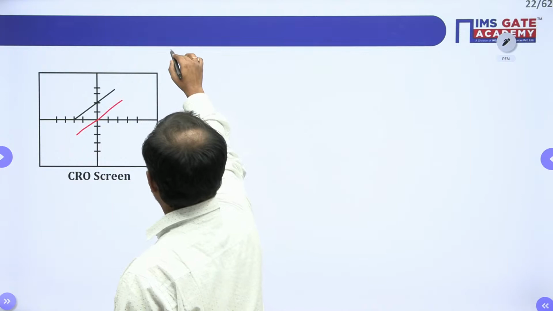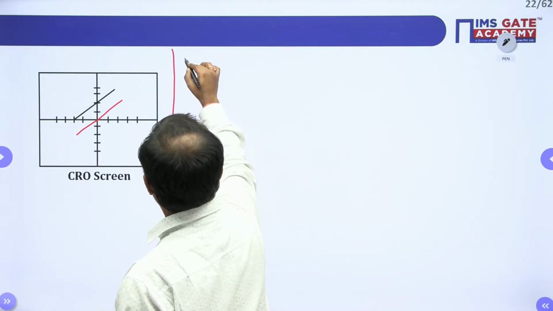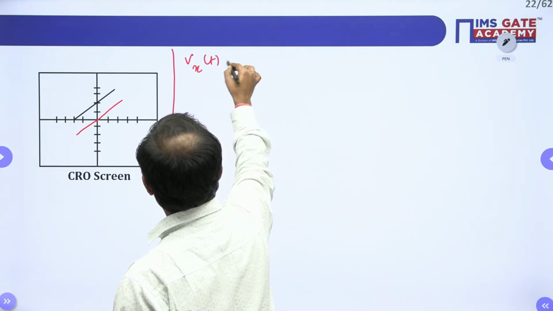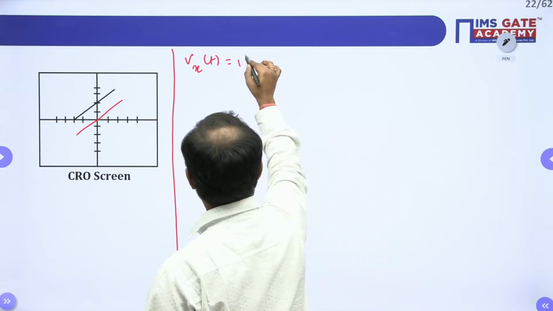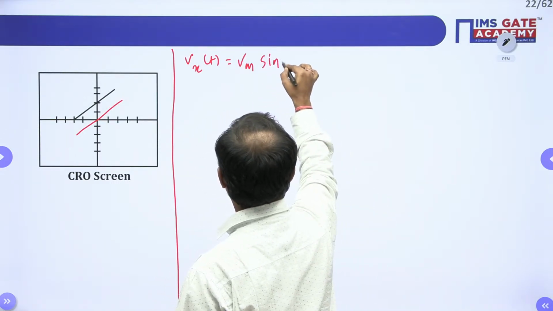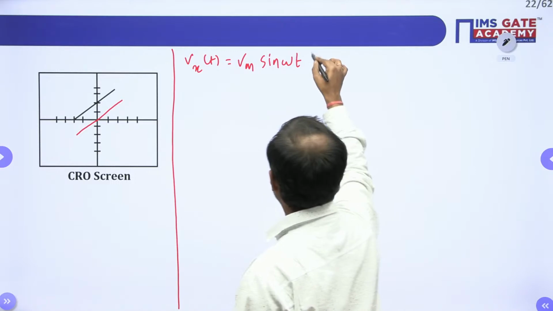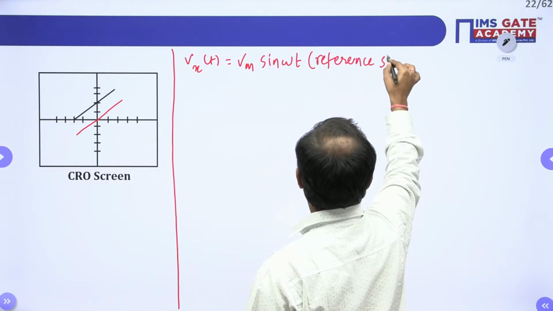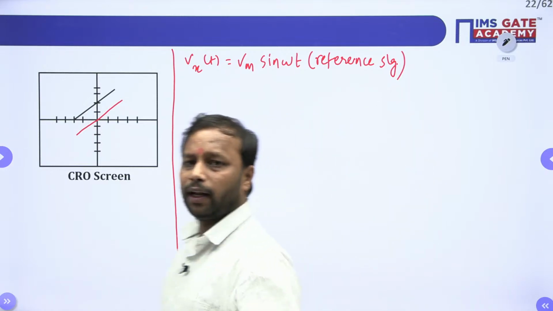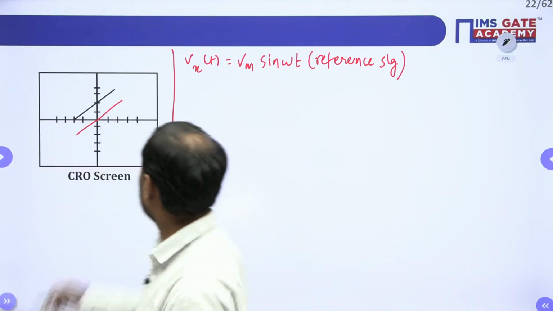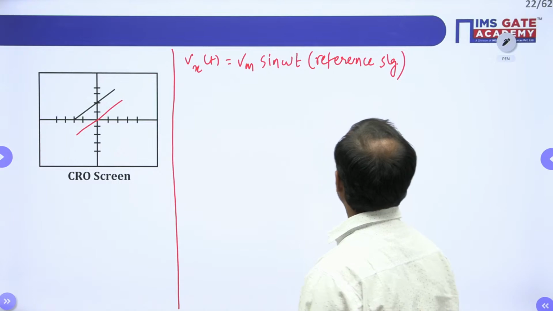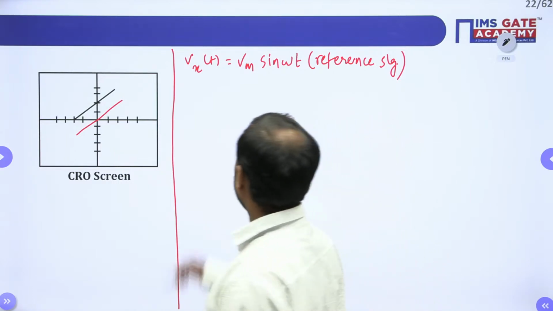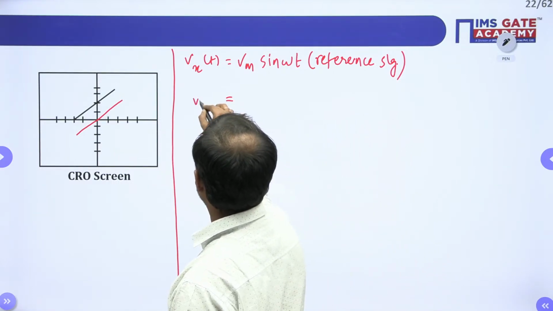then your Vx of t will be what? Vm sin omega t. So this is what? This is the reference signal as given in the XY plot. This Vx of t is Vm sin omega t, which is the reference signal. All right. And what about Vy of t?